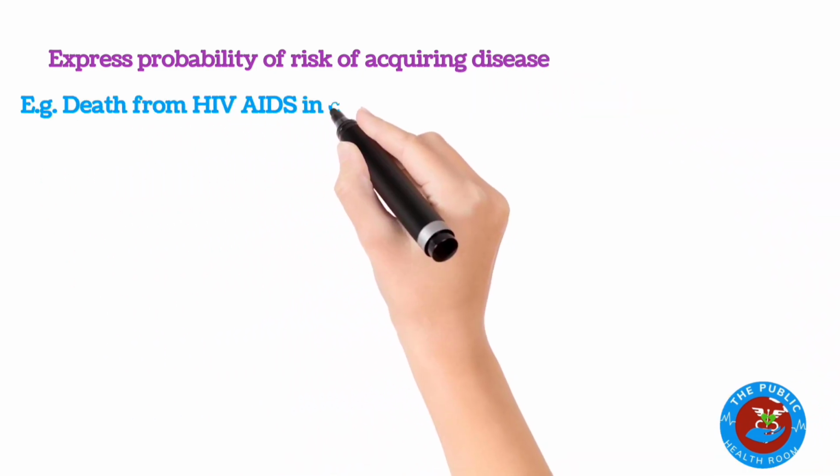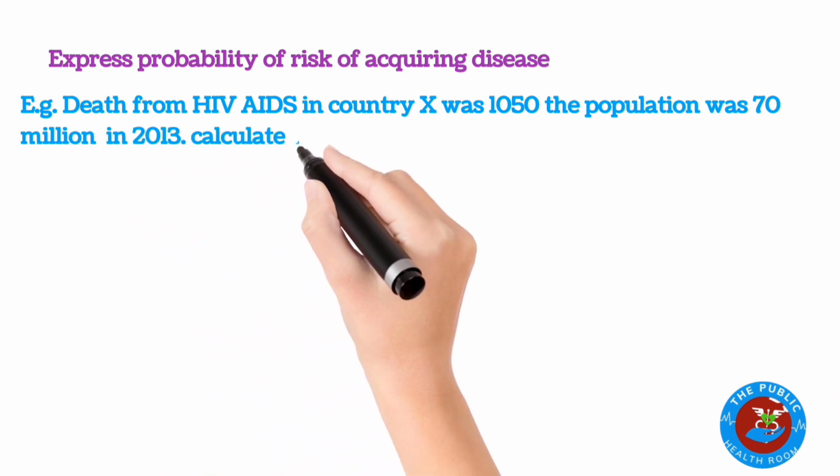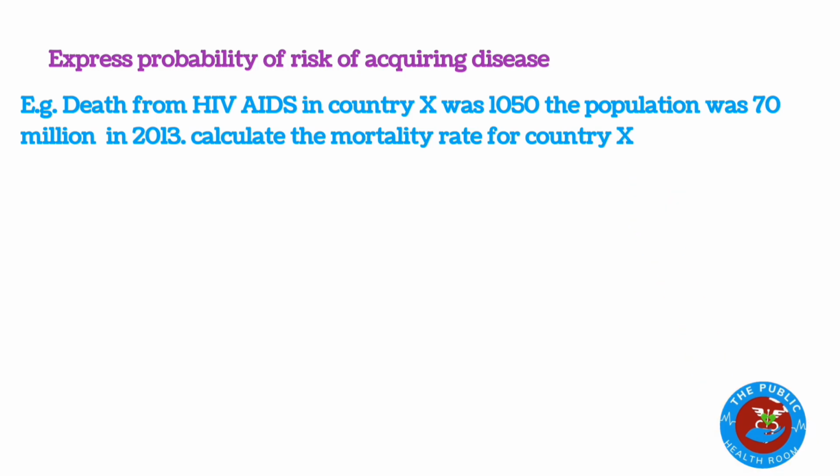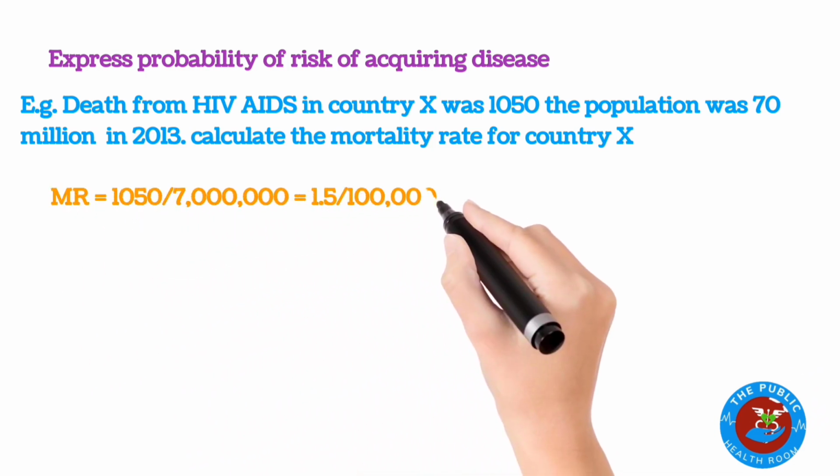Death from HIV in country X was 1,050 and the population was 70 million in 2013. Calculate the mortality rate for country X. Having the earlier formula, we can calculate the mortality rate. Mortality rate equals 1,050 over 70 million, which gives us 1.5 per 100,000 people per year.